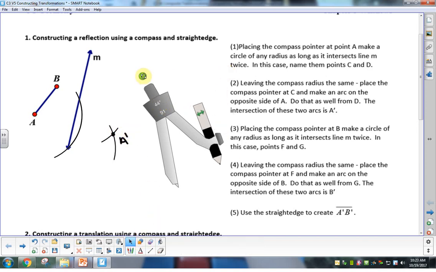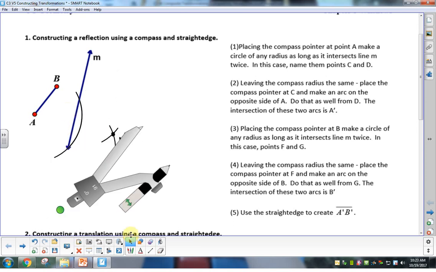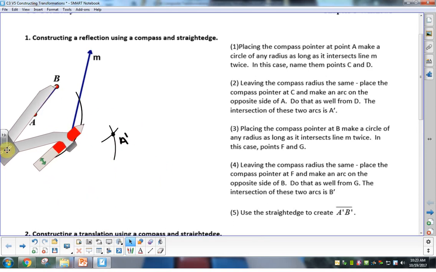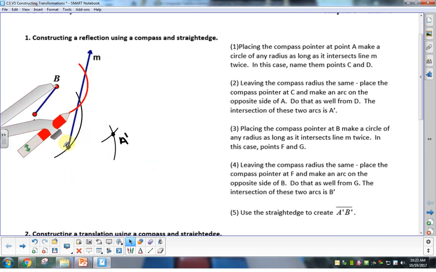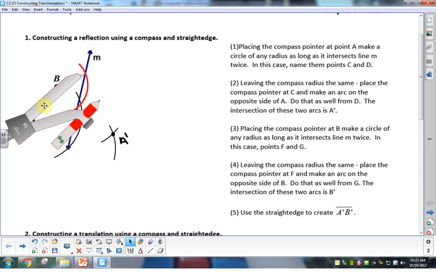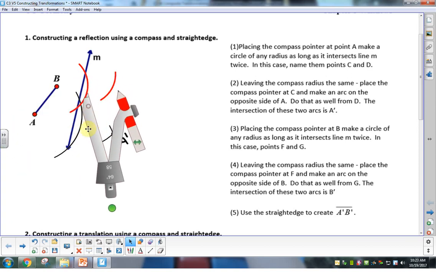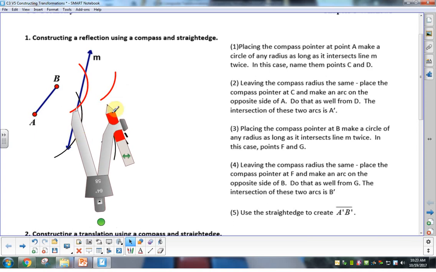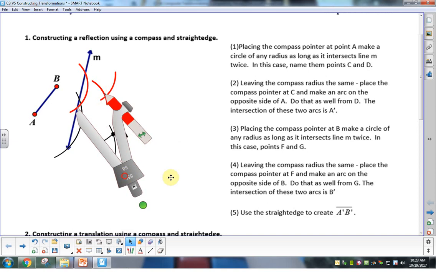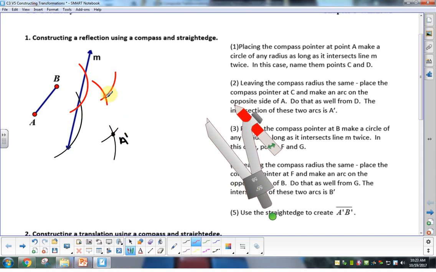Okay. So again, we can do the same thing with B. I'm just going to change the color so it's a little bit easier to see. So if I start at B, again, I just need to make sure that I'm going to extend past the line. So there I am. And I go to the first point of intersection, make an arc. Second point of intersection, make an arc. And that would be B prime. And then don't just leave it like that. You were actually supposed to construct the segment, so you do want to grab a straight edge and connect the 2 points. Just like that.